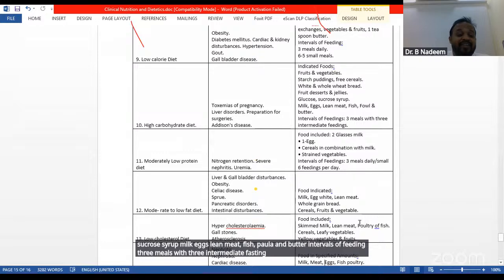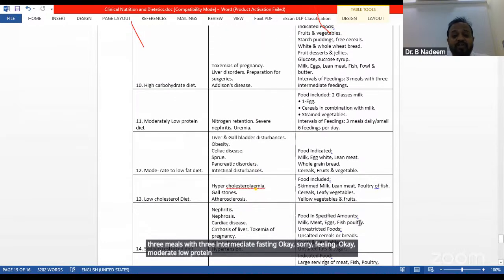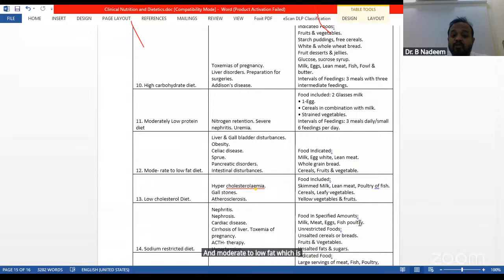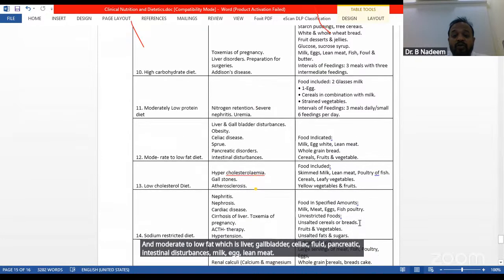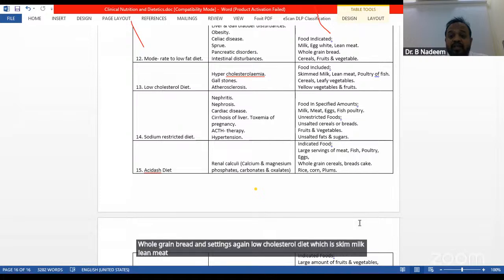Moderate low protein and nitrogen retention, for uremia, that is again eggs, cereals, strained vegetables can be taken. And moderate to low fat, which is for liver, gallbladder, celiac, pancreatic, intestinal disturbances: milk, egg, lean meat, whole grain bread, and cereals.